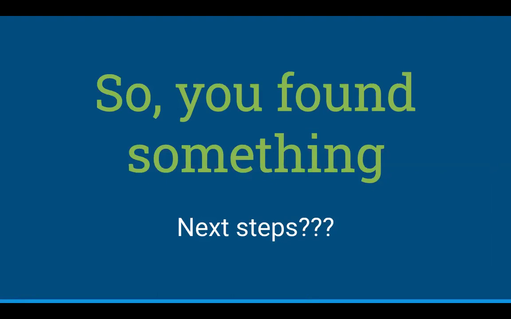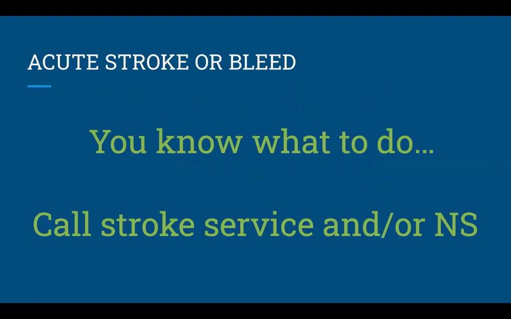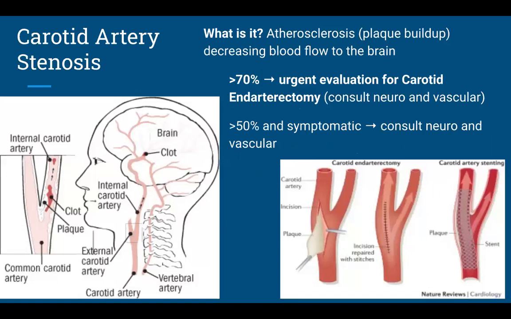So if you find something in your evaluation, you know what to do. If you find an acute stroke or bleed, you're going to call the appropriate services. If you have a carotid artery stenosis, the number that you care about, which is almost for any sort of arterial stenosis anywhere, is if it's over 50%, you want a specialist to look at it. That's the same with the coronary CTA for these patients with chest pain. If it's over 50%, then you want the cardiologist to be aware.